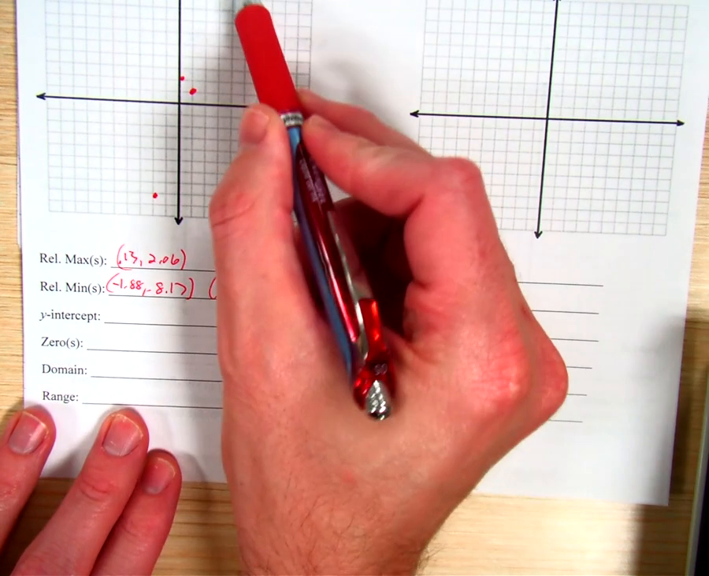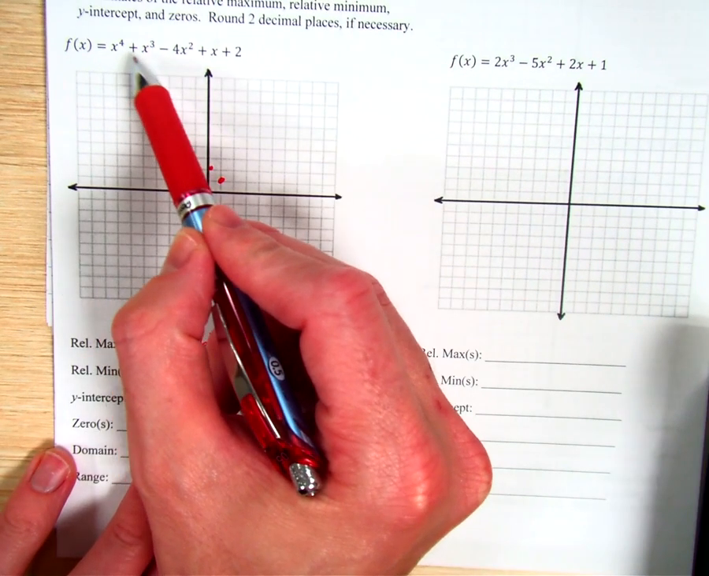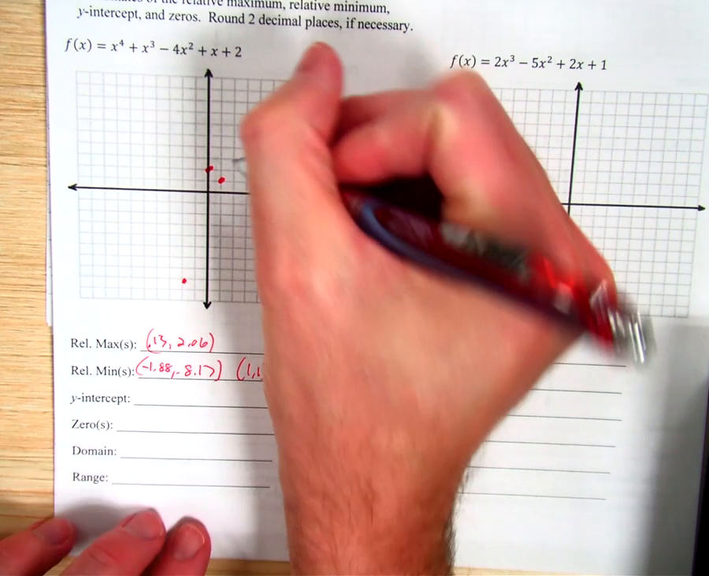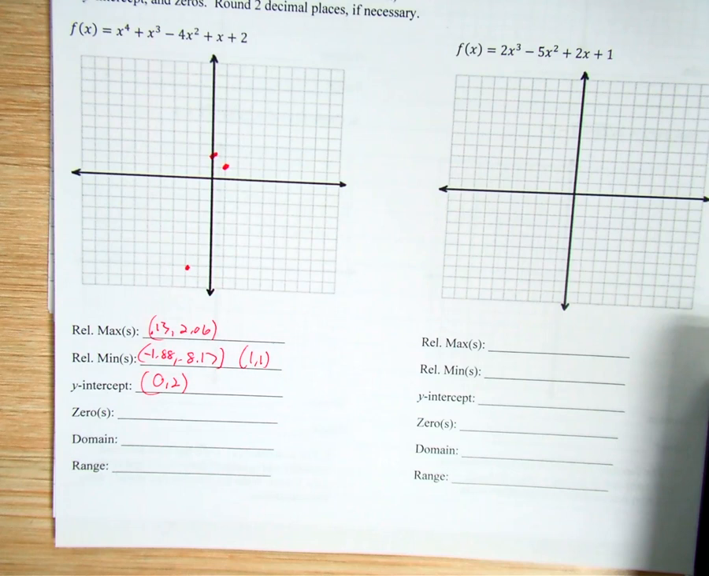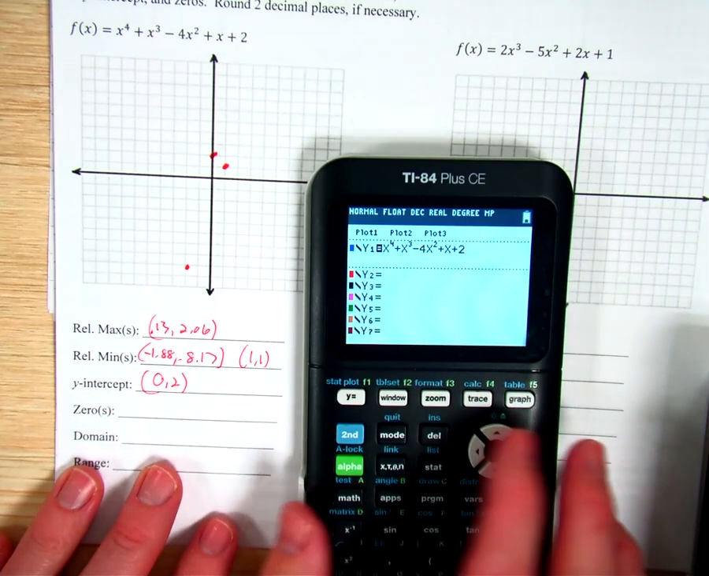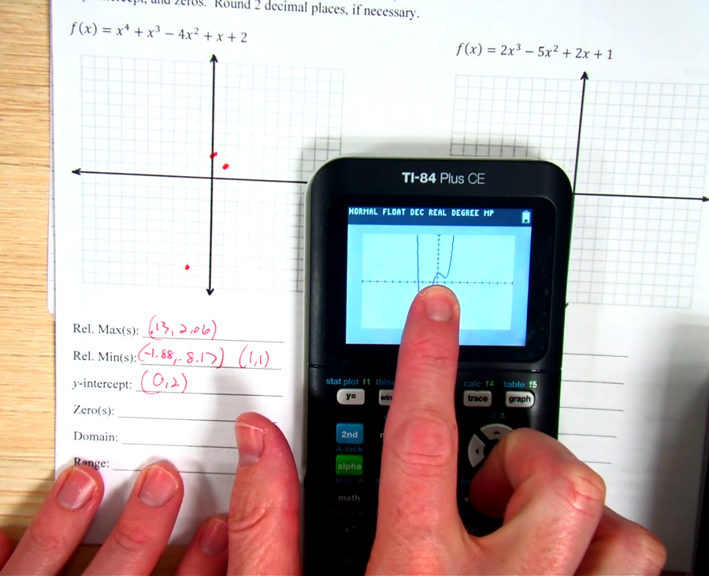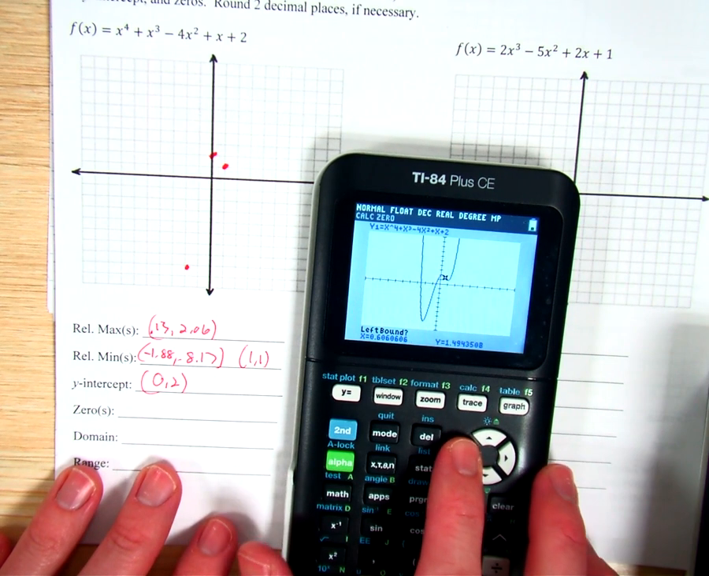Y-intercept should be that last number, 0, 2. If I plug 0 in, we're going to get 0, 2. Zeros, second, well, let's go to graph. We should have 2, right? We cross there and we cross there. So second trace 0. Okay, I'm going to go all the way over to the left one.